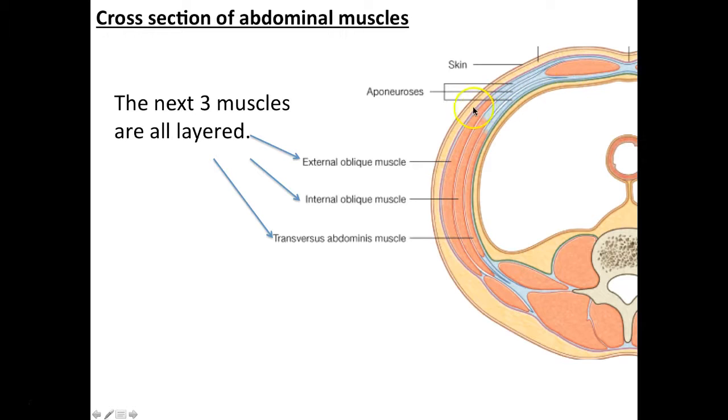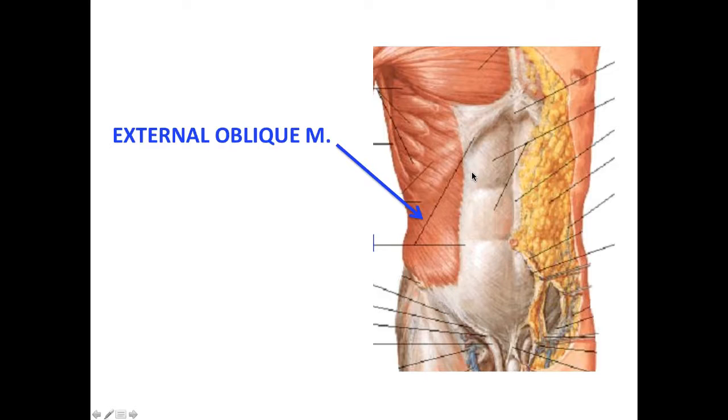And our next three muscles are all layered on top of one another laterally. So you have your external oblique, internal oblique, and your transversus abdominis muscle. So first we have your external oblique, and these fibers are moving in the direction that you would put your hands in your pockets. So they're moving medially and inferiorly.